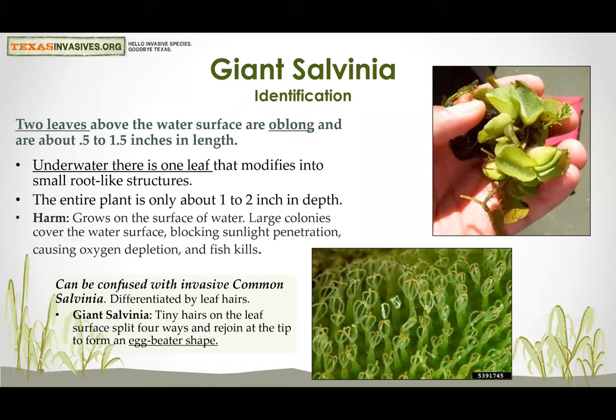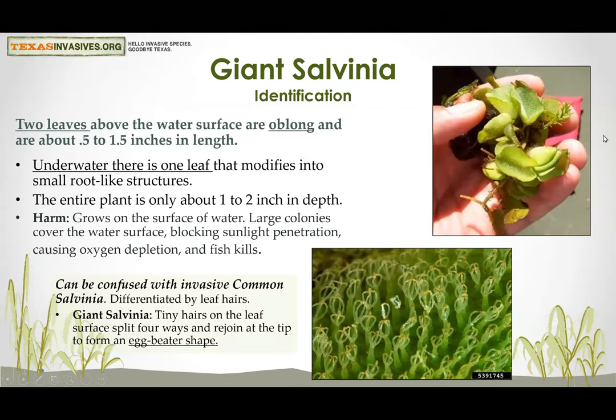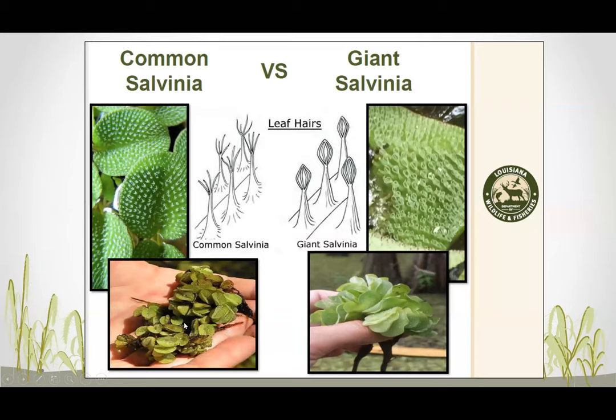It can be confused with the invasive common salvinia, but it can be differentiated by the leaf hairs. If you'll notice here, you can tell that the leaf almost looks like a Velcro structure. So it definitely has hairs, and those hairs are actually little egg beater shaped hairs. So if it's egg beater shaped, it's giant salvinia. If it's another free floating aquatic fern, but it has open hairs that almost look like a little succulent or a little cactus spine, right? If it has open hairs, that means you have common salvinia.